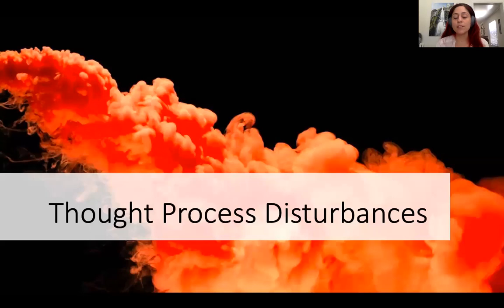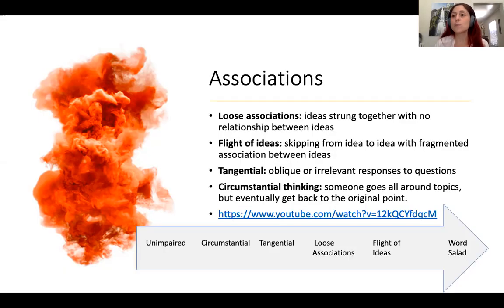Okay, now with thought process disturbances, we're looking at how a person makes sense of the world and makes connections between ideas or information. So first we have associations. Associations are essentially how people link things or ideas together. And you can see in the arrow here that we go from unimpaired, meaning your associations make sense. So things are linked, like talking about loneliness when asked about your depression. That makes logical sense. Those things are associated.